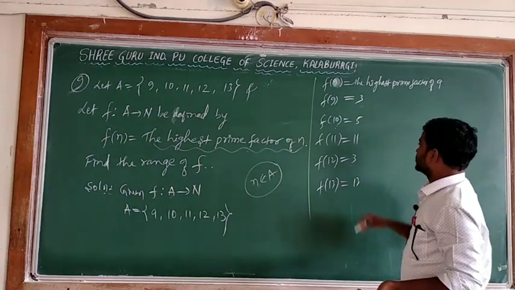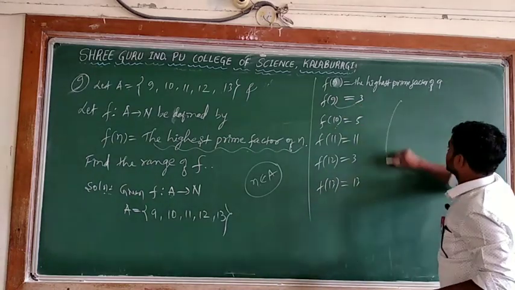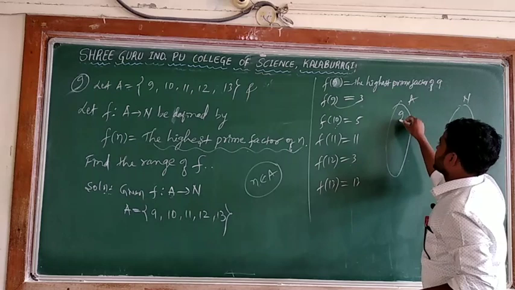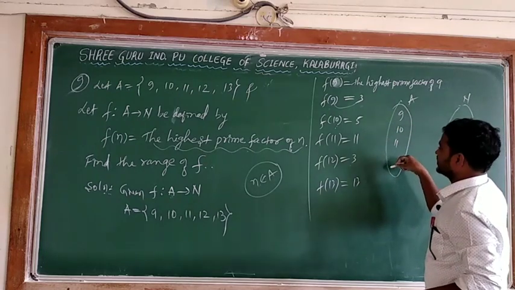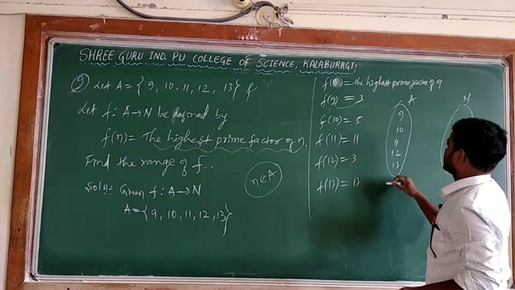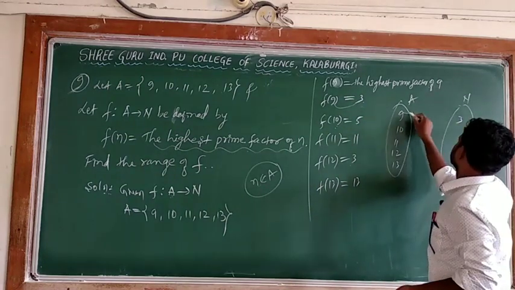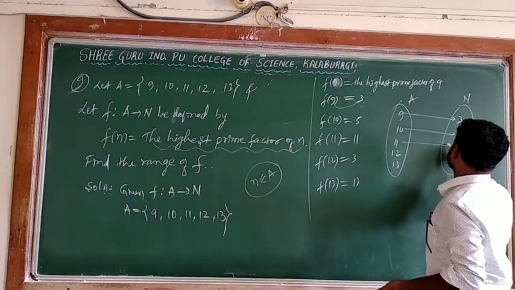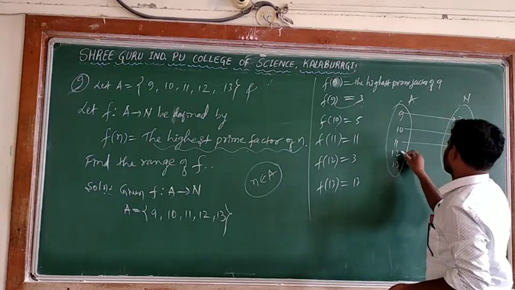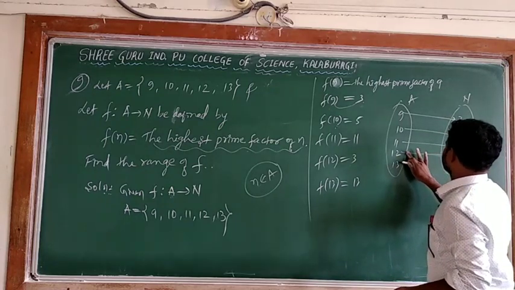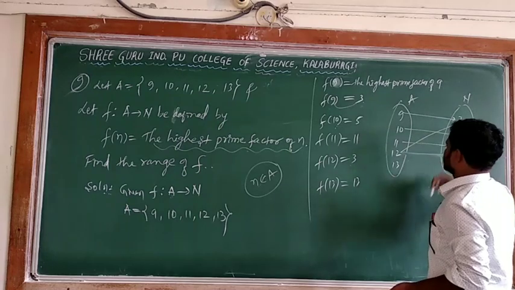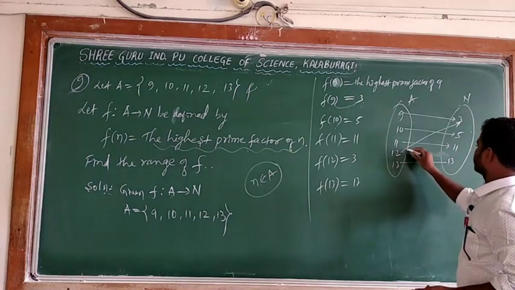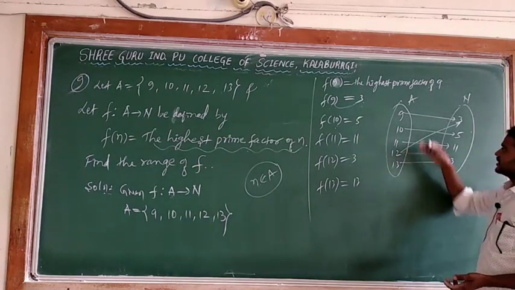Now the diagram: this is A, this is N. 9, 10, 11, 12, 13. 9 is connected to 3, 10 is connected to 5, 11 is connected to 11 only, 12 is connected to 3 only, and 13 is connected to 13 only. So diagrammatically it is a function.